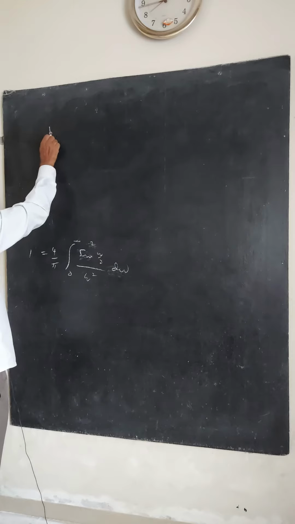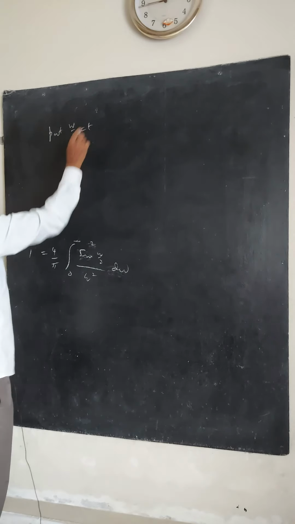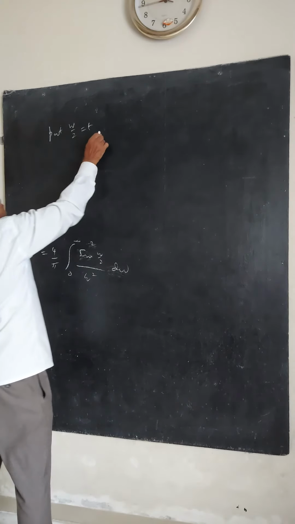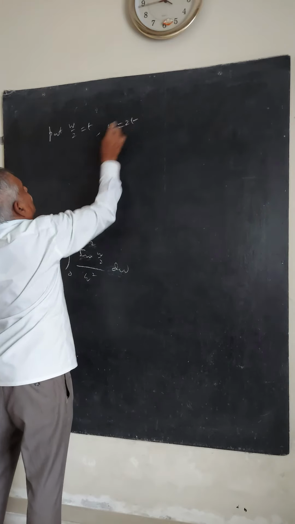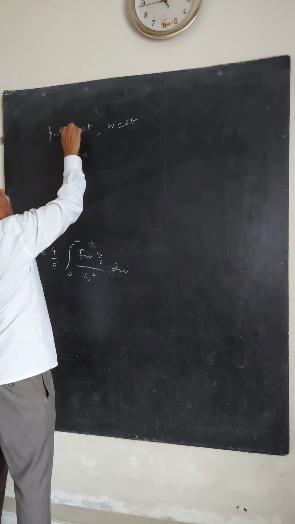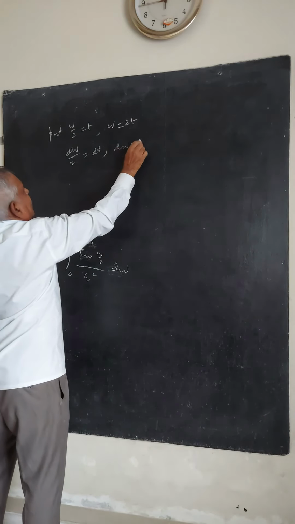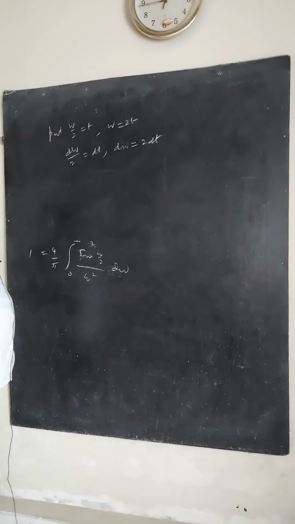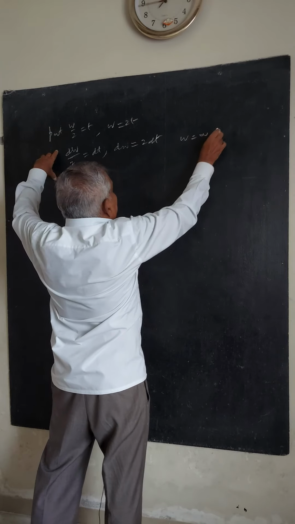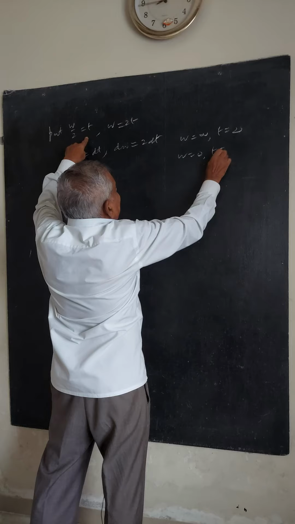Now put omega by 2 equal to t. Integration means substitution. Omega equal to 2t. Differentiating, omega and t being the variables, d omega equal to 2 dt. Limits are the same: omega is infinity, t also infinity; omega is 0, t also 0.